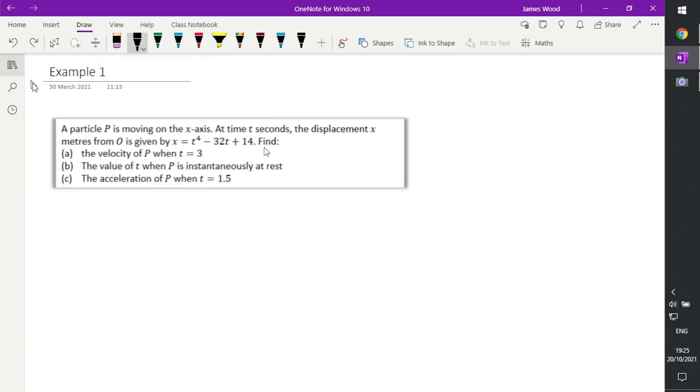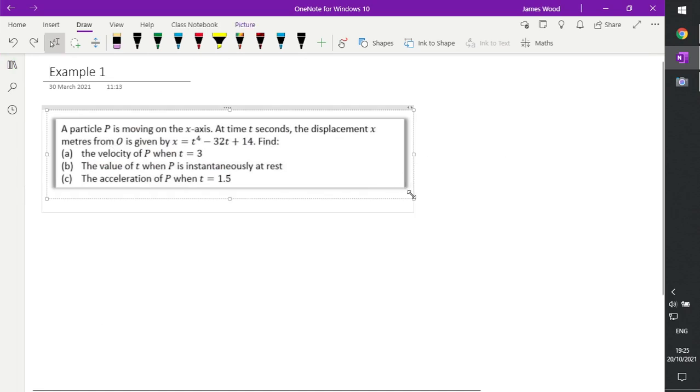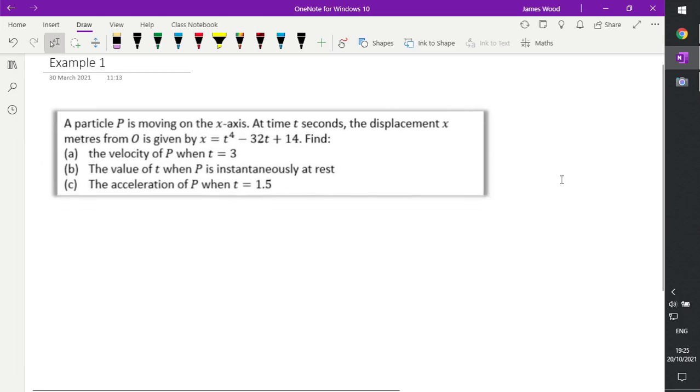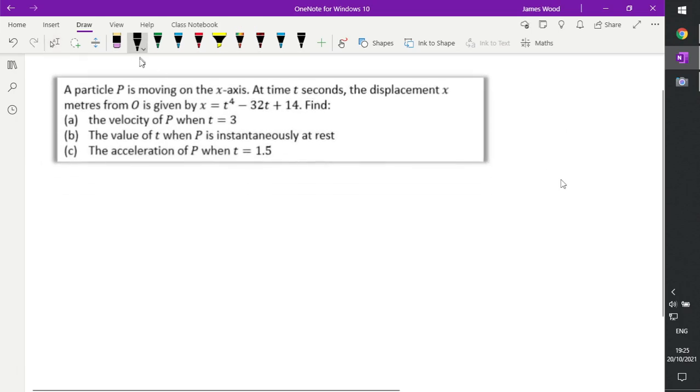Now that we know how these quantities relate to each other in terms of differentiation, let's have a look at a couple of problems. A particle P is moving along the axis. At time t seconds, the displacement from the origin is given by this expression here. Find the velocity when t is 3.